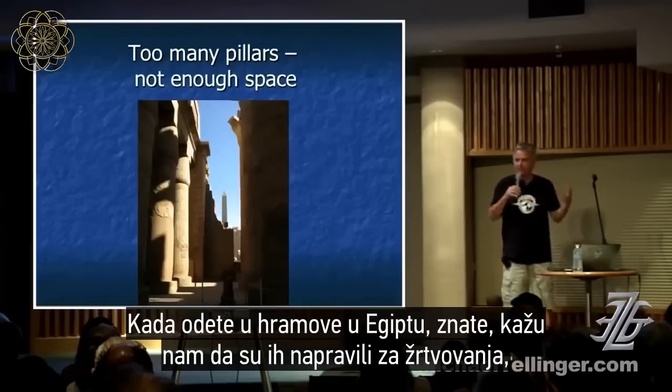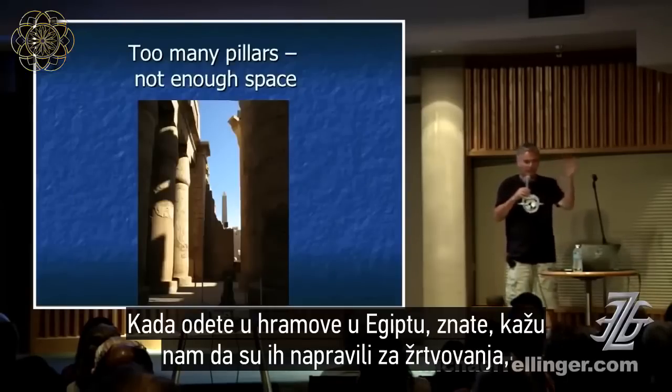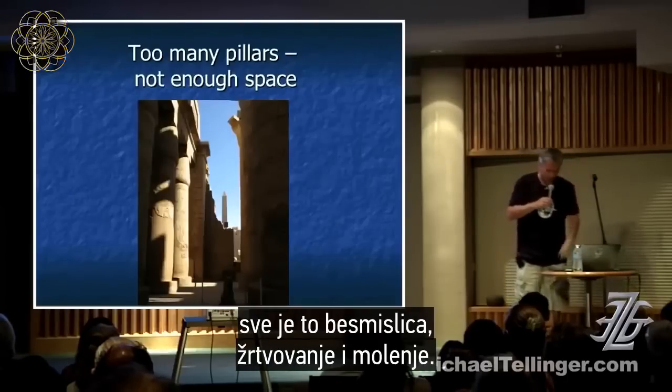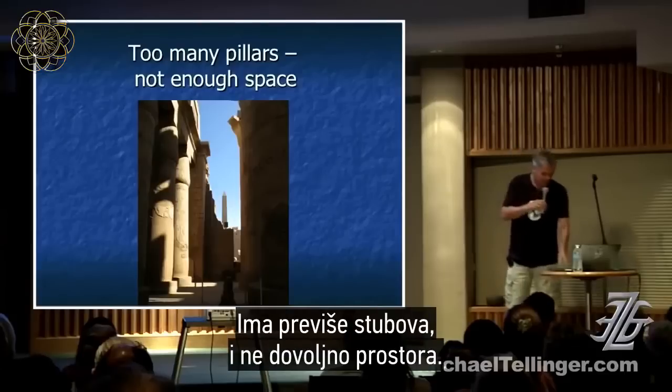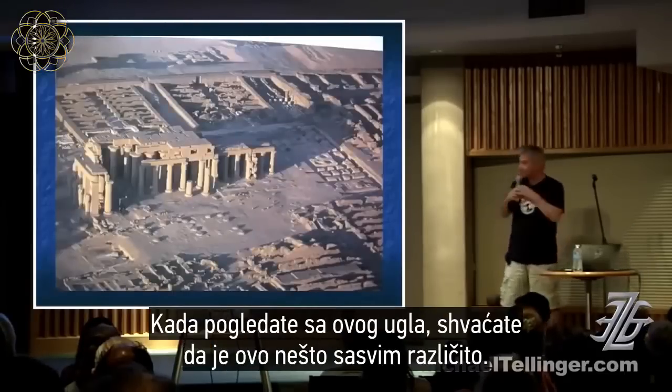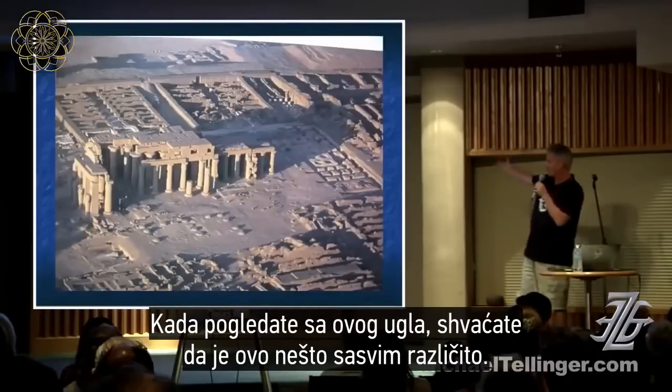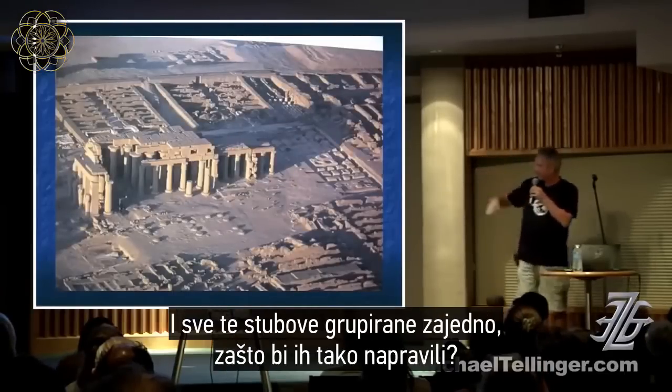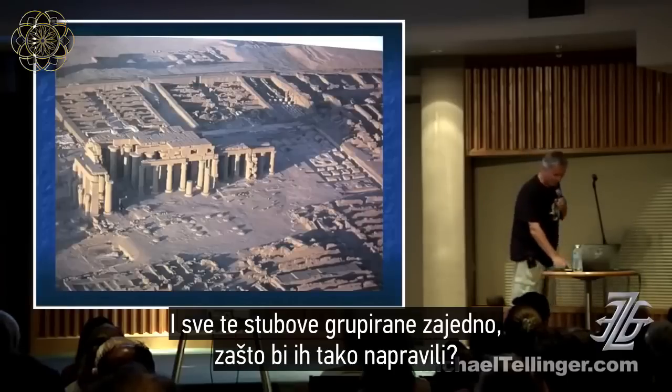And when you go into these temples in Egypt, we were told that they were built for worship and offering. It's all nonsense, offering and praying. It's just too many pillars, not enough space. When you look at them from this angle, you realize that this is just something very different. And all those pillars clustered together, why would they build them like that?